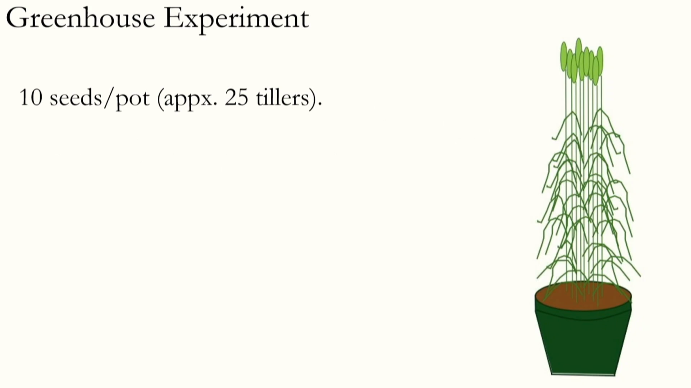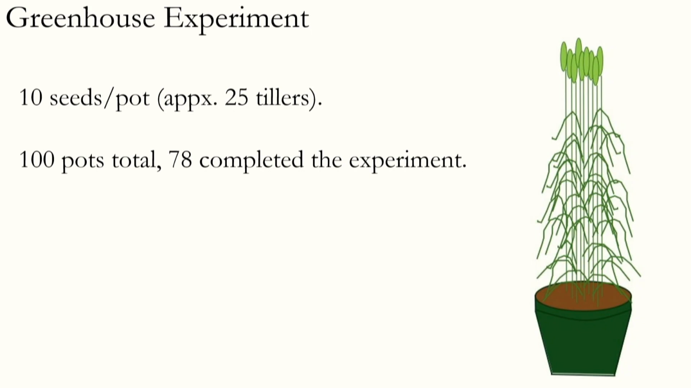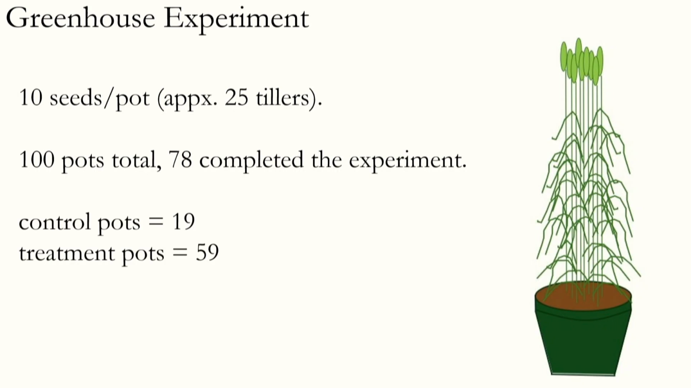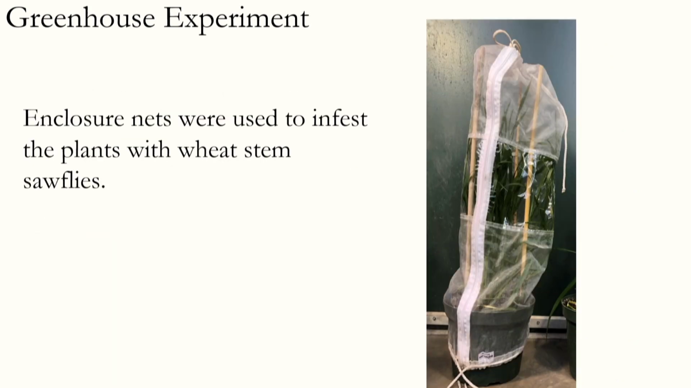So we put 10 seeds in a pot, and this turned out to be about 25 tillers per pot. I used 100 pots total, and 78 of those were viable throughout the entire experiment. And of those, I withheld 19 for controls. The other 59 got sawflies. And to do that, we're rearing these sawflies alongside these plants. And once they emerge, then we take 20 newly emerged females. We put them in enclosure nets around our plants. We give them 3 days to infest, and then we remove the nets.